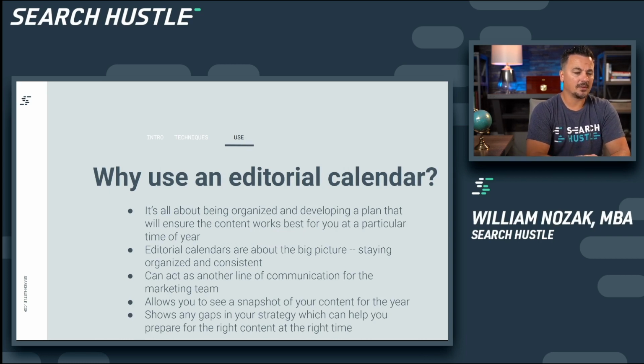It's about being organized and developing a plan that will ensure the content works best for you at a particular time of year. Let me give you an example. So you're working for a company. You know what their services and products are. You know what they're trying to have thought leadership in. Before the quarter starts, you create a content calendar saying this is seasonal information, this is what's changing in the industry, that's what's coming down the pipeline, and you create a column of seasonal topics.